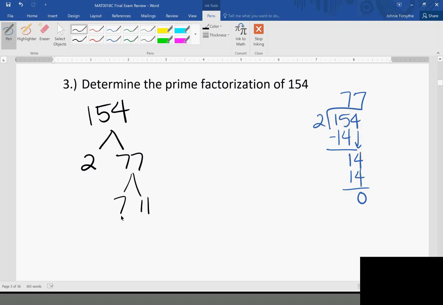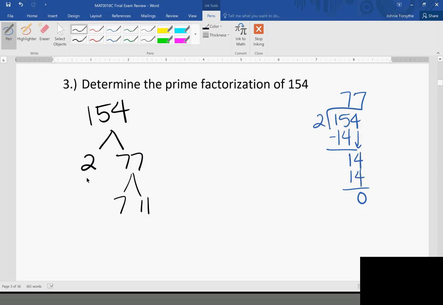So now I have 7. There's no other numbers that can divide into 7 other than 7 and 1. Same as 11. There's no other numbers that can divide into 11 other than 11 and 1. So 2, 7, and 11 are all prime numbers.